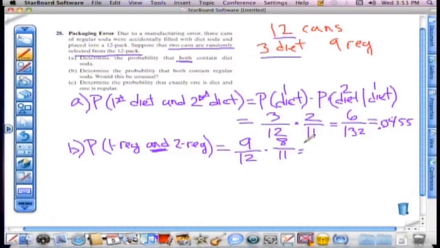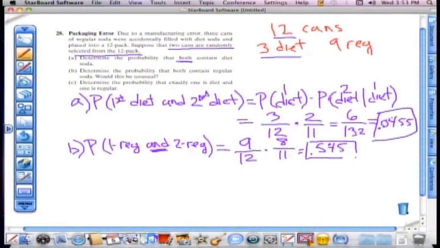So that would be 0.545 when you multiply across and do the division. So 0.545. Okay. And that should make sense because there are a lot more cans of regular than there are of diet, right? And then part C is, what's the probability that one is diet and one is regular?